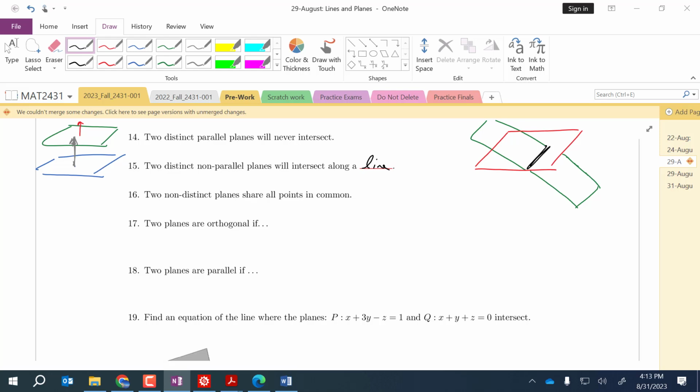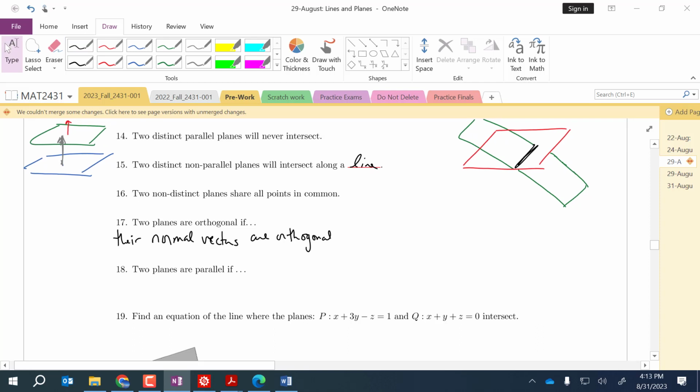Two planes are orthogonal if what? Their normal vectors are orthogonal. Great. Two planes are perpendicular if they're orthogonal, or if their normal vectors are orthogonal. So how could we check that? How can we check to see if their normal vectors are orthogonal?